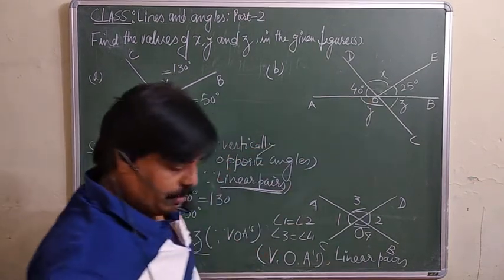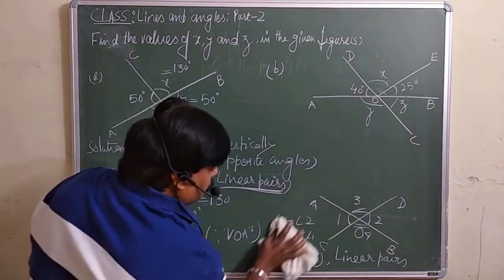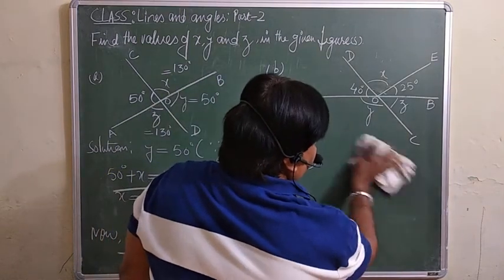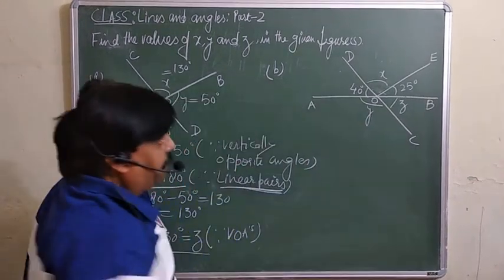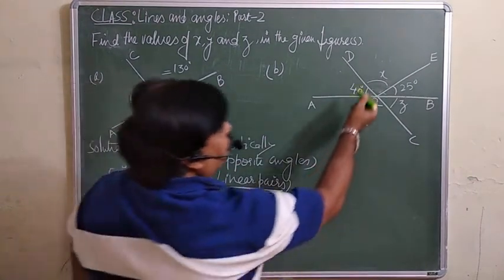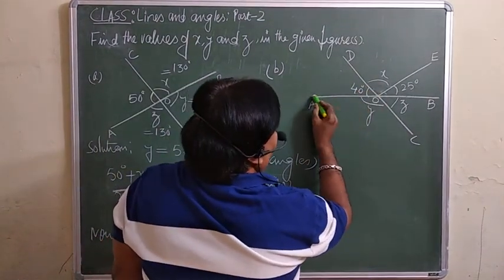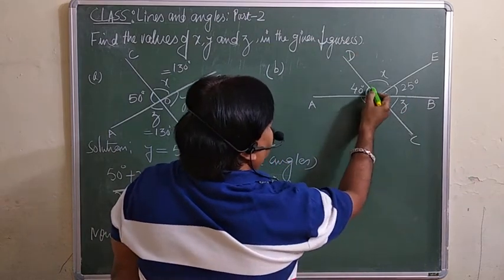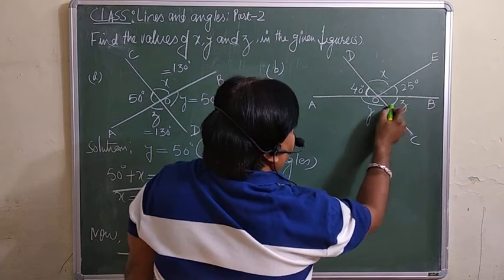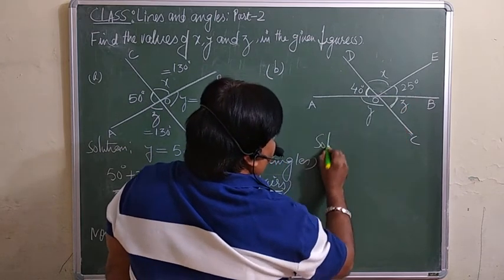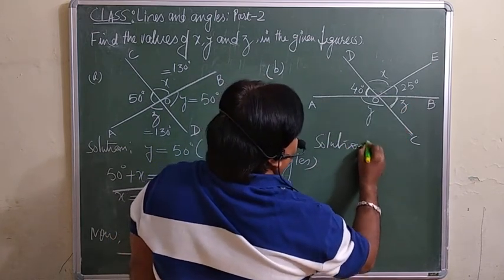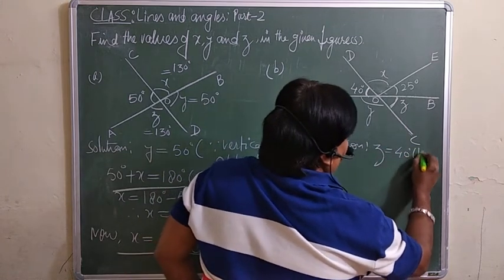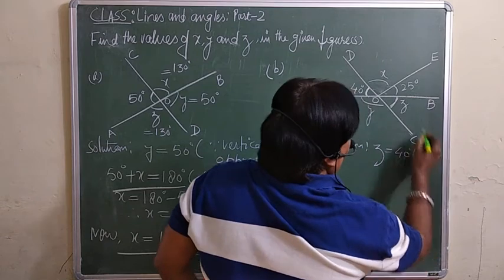Now look at here. Here is also the same properties we will apply. See now. This is your AB and DC, the two line segments. So directly you can say this is 40. So this angle z will also be 40 in the solution. Here z is equal to 40 degree. Reason vertical opposite angles. So this is your 40.